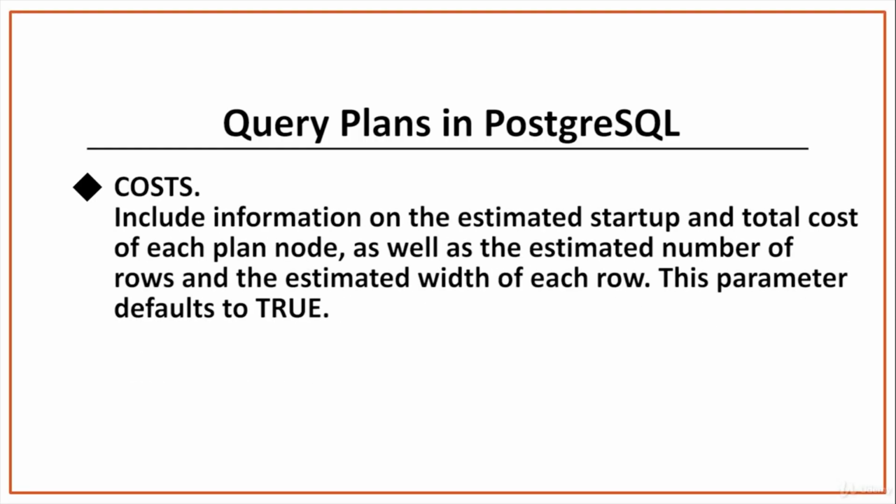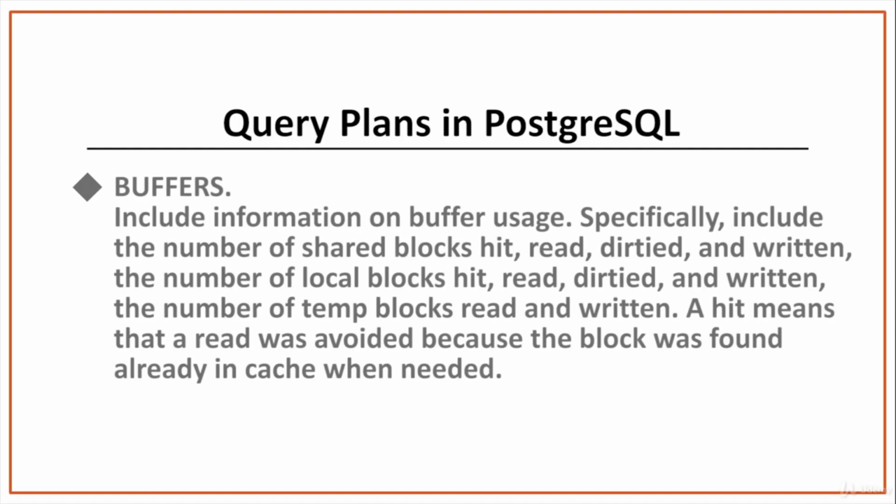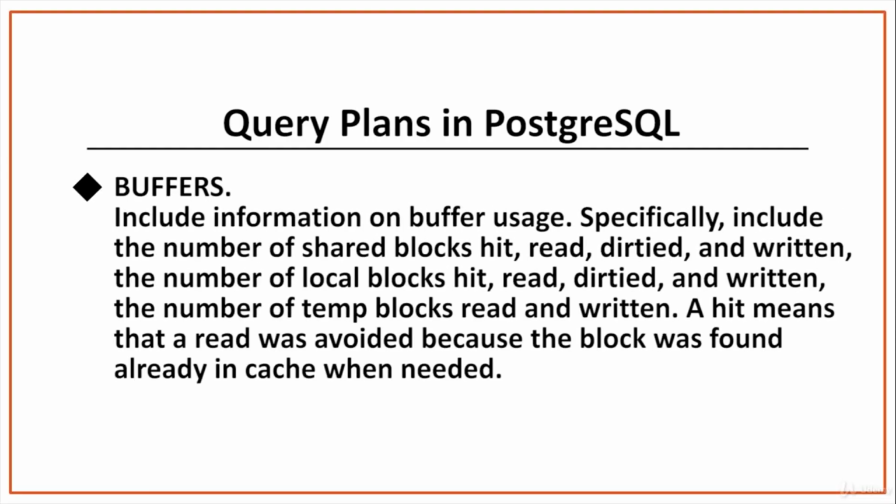Costs. Include information on the estimated startup and total cost of each plan node, as well as the estimated number of rows and the estimated width of each row. This parameter defaults to true. Buffers. Include information on buffer usage. Specifically, include the number of shared blocks hit, read, dirtied, and written, the number of local blocks hit, read, dirtied, and written, the number of temp blocks read and written.